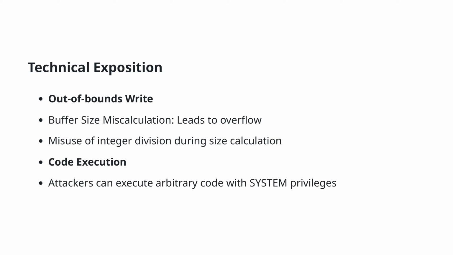One of the main issues highlighted here is an out-of-bounds write, which arises from a buffer size miscalculation. More specifically, the erroneous use of integer division during the size calculation process can cause data to overflow. As a result, attackers exploiting this vulnerability could potentially execute arbitrary code with system privileges, posing a severe threat to system security. Understanding these technical aspects is important in evaluating the risk and potential impact of this vulnerability on affected systems.